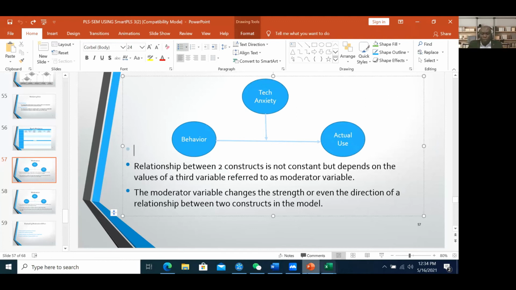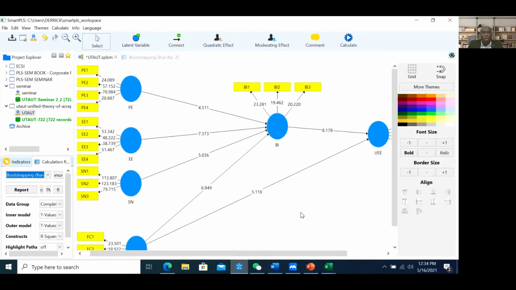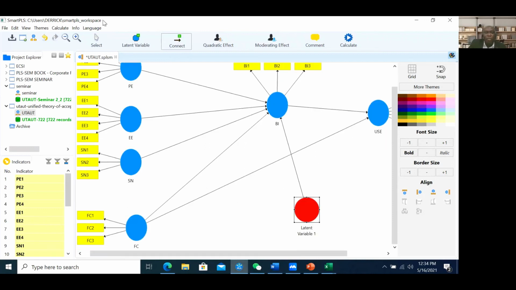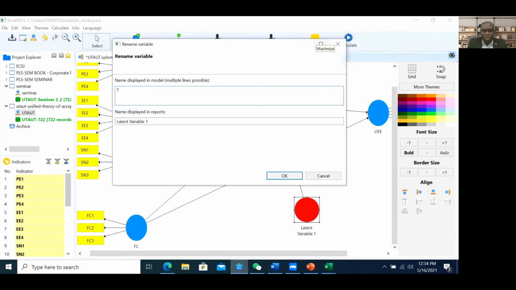Now how do we introduce moderation? To introduce moderation, we insert a new latent variable. You click on latent variable, you drop it here, and everything changes for you. Get the connector and connect it over here. So let's say technology anxiety. I'm going to type it in: technology anxiety.